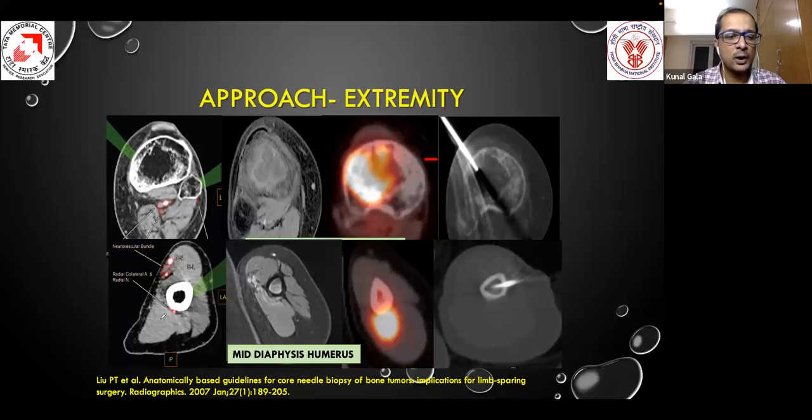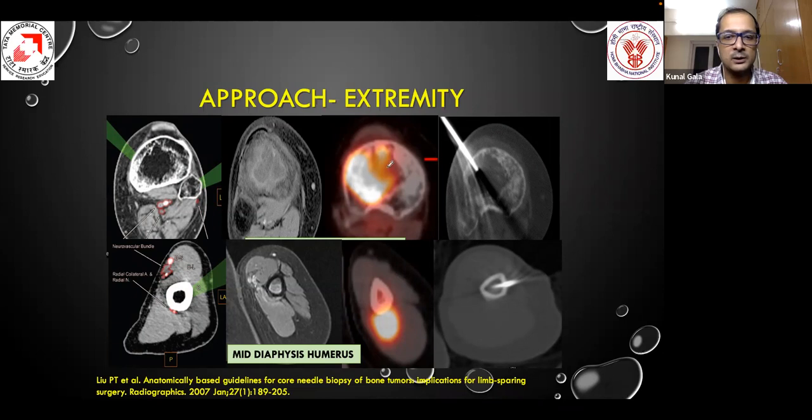So this is one of the best articles from RadioGraphics. What we see is that the approaches are there. However, one needs to use anterolateral and anteromedial approaches for all the biopsies of the extremity. So either one can use an anterolateral or anteromedial approach for a tibial lesion or a fibular lesion.